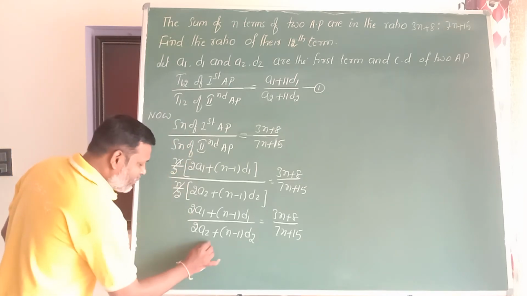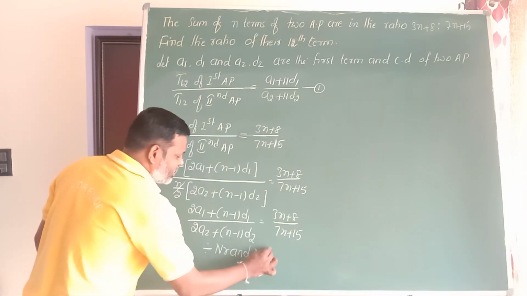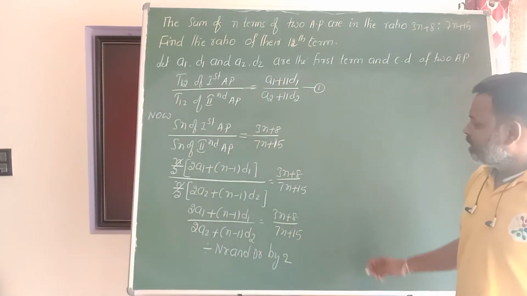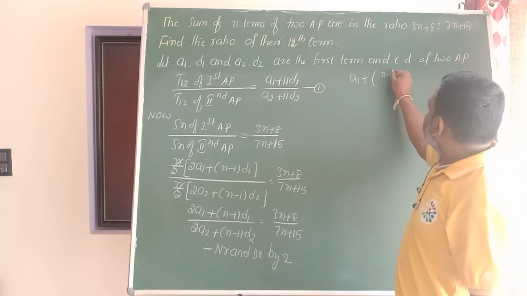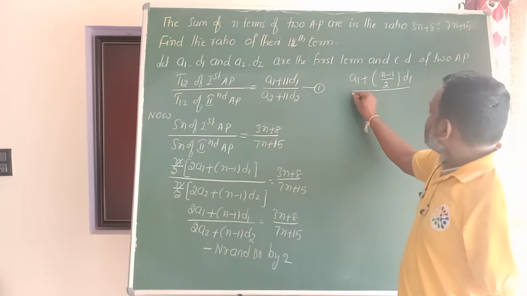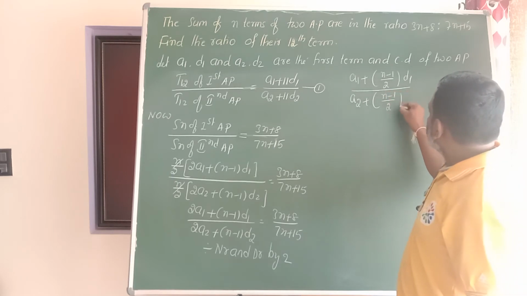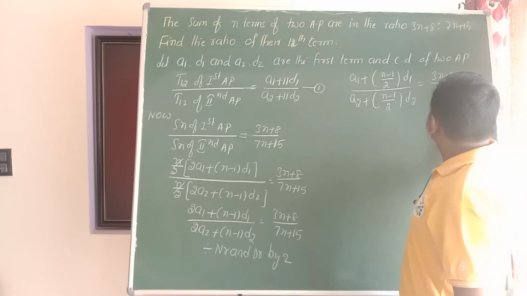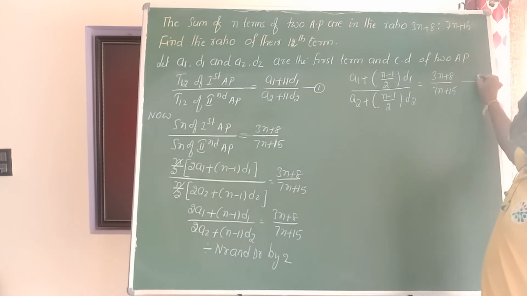What to do here? Divide the numerator and denominator by 2. After dividing numerator and denominator by 2, what happens here? (A1 plus ((n minus 1)/2) into d1) divided by (a2 plus ((n minus 1)/2) into d2) is equal to (3n plus 8) divided by (7n plus 15). Let it be equation number 2, dear student.